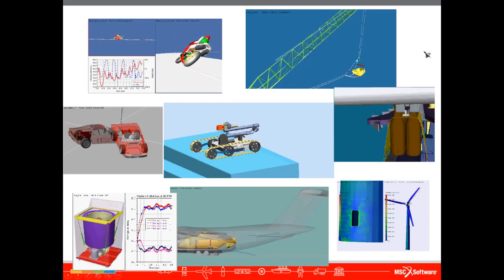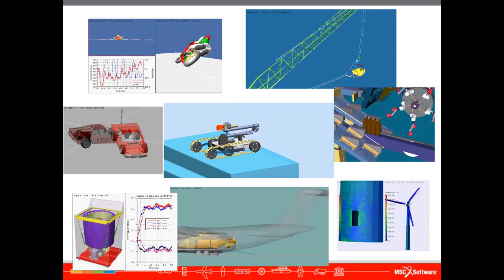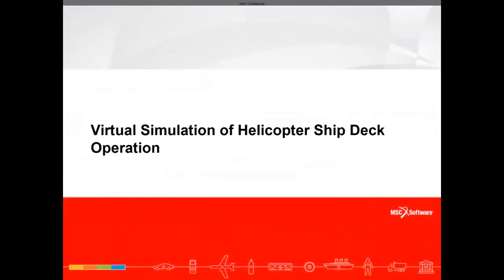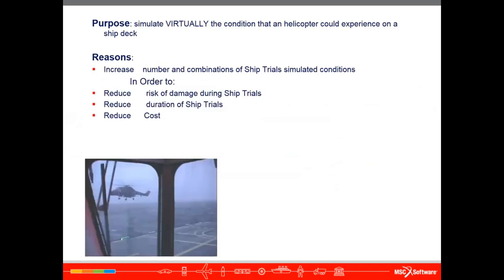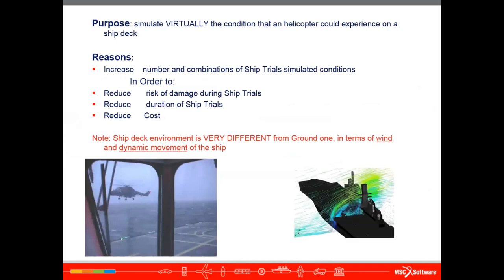And if we go into detail on this, I can show you another example. For example, we want to simulate the helicopter ship deck operation. The purpose is to reduce the number of physical tests in order to certify and validate our model, but maintaining the goodness of our project. So we run thousands, hundreds of thousands of simulations with every different condition of our helicopter during the maneuver of approach and landing on a carrier and of mooring of the helicopter on the carrier ship.